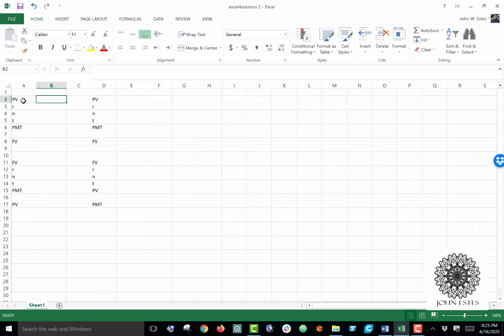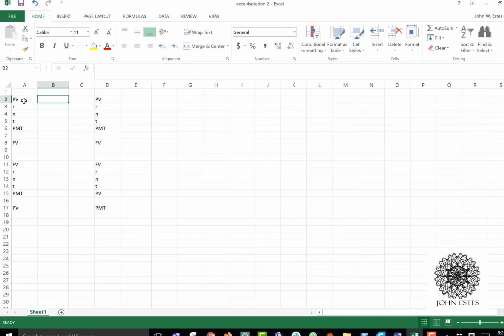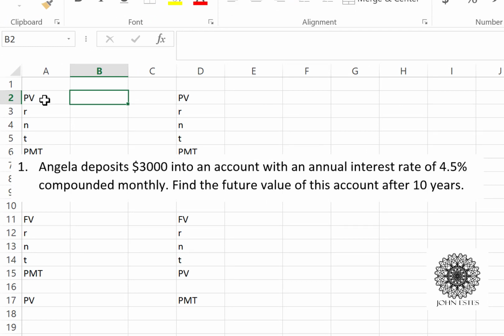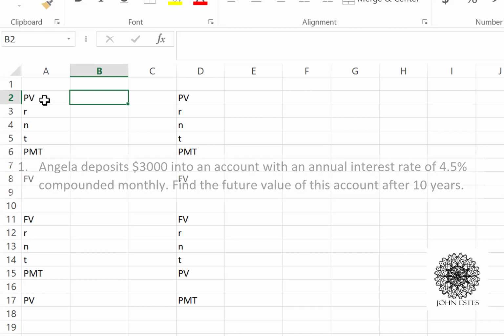All right, and depending on the phrasing of the question, we might be looking for one of these or the other, and I'm going to show you how to calculate those. Okay, so the first example is Angela deposits $3,000 into an account that has a 4.5% interest rate compounded monthly. We want to know what the future value will be after 10 years. In other words, we're putting $3,000 into an account, and we're just going to let it sit there. We're not putting any payments in or anything. How much is it going to be worth in 10 years? So this is just asking about interest accrued.